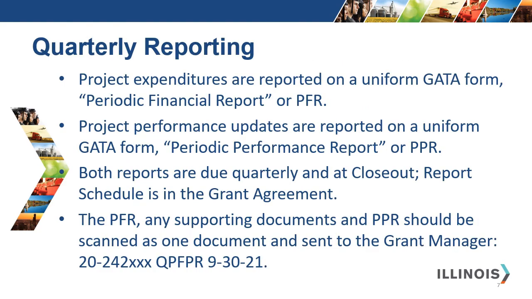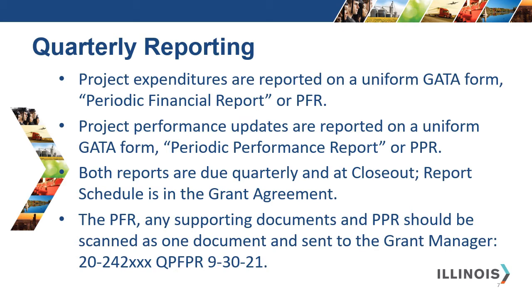The periodic financial and periodic performance report forms will be sent to you with an executed grant agreement, or you can download these from our website. The department views these two forms with supporting documentation as one quarterly report document. Both the PFR and the PPR are due quarterly, and a final report is due at closeout. The grant agreement has a report schedule included to remind you when these will be due.